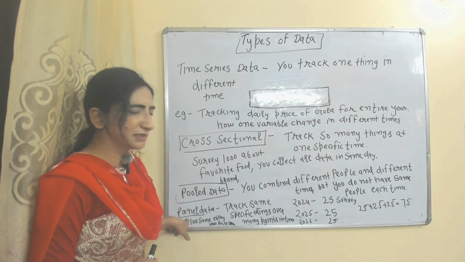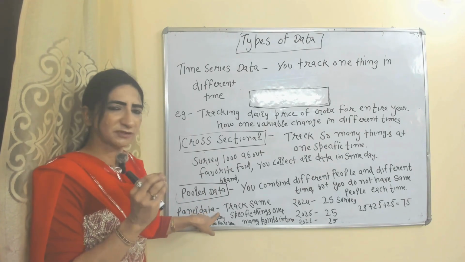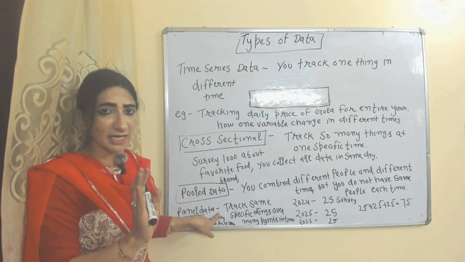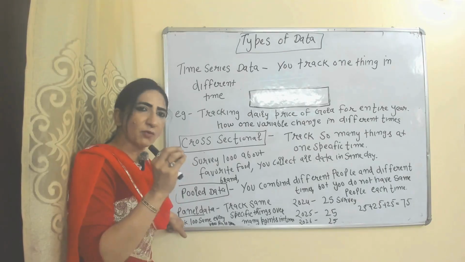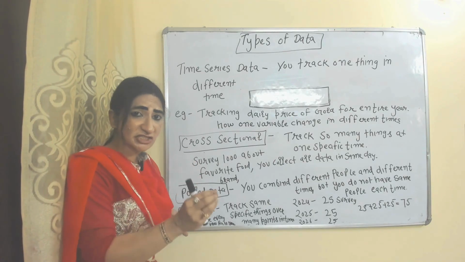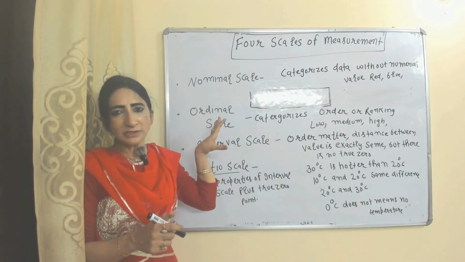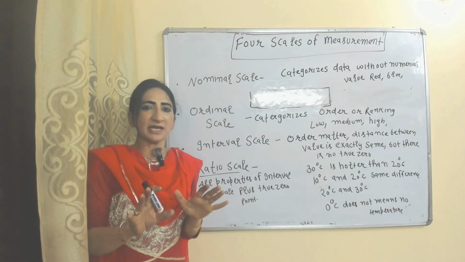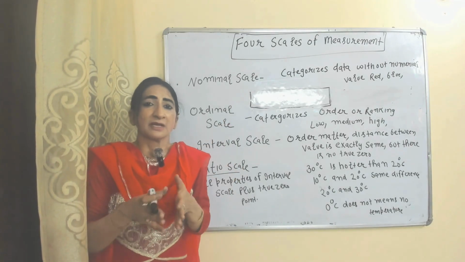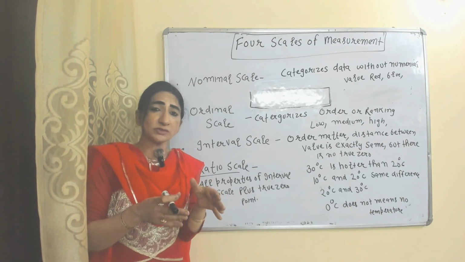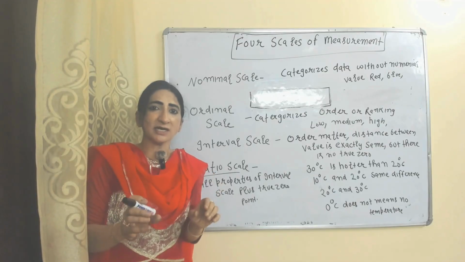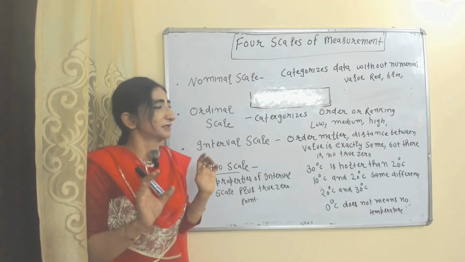In case of panel data, you track one specific set of things over many points in time. For example, you track the same 100 families each year and you do this for the next 10 years. Without scales, your regression analysis is not possible. That means if you choose the wrong scale for your data, your result will be invalid.